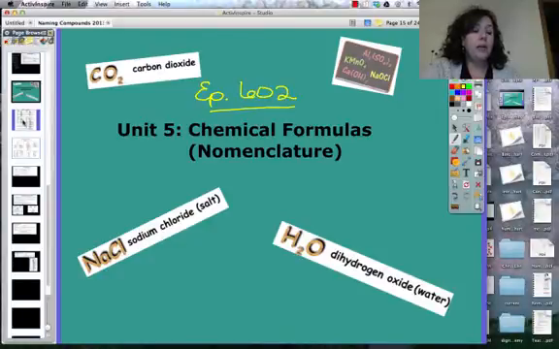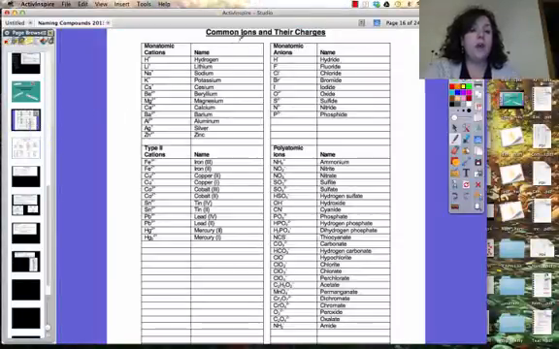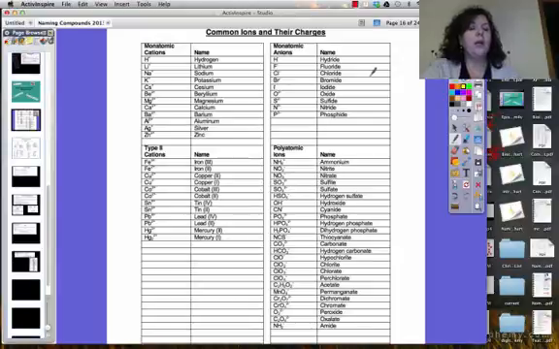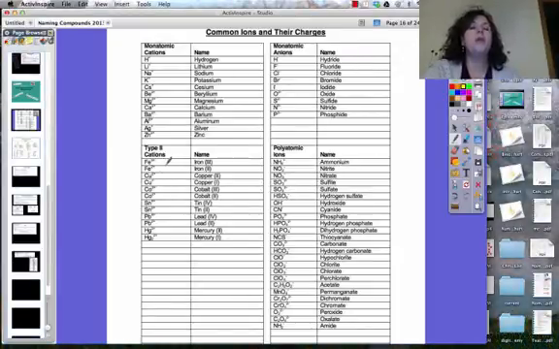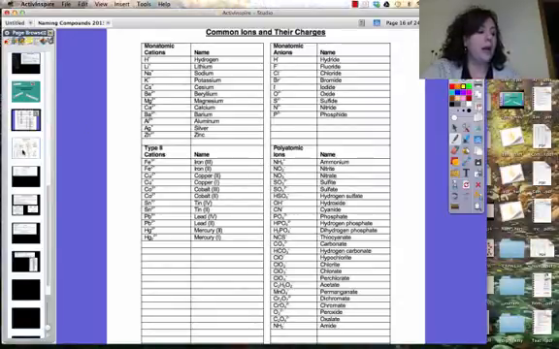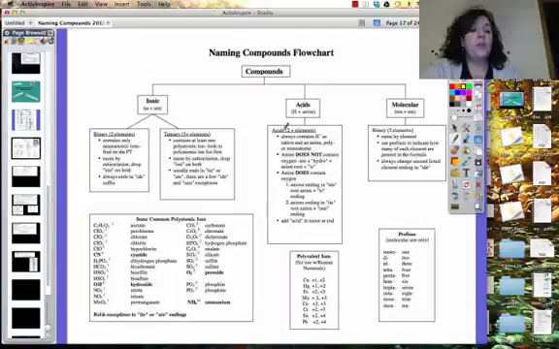You're going to need to get a couple of things. You're going to need this common ions chart. This is in your binder in the information section. I will try to remember tomorrow to ask you to make sure you have one of these. If you don't have one, you can always look at it on here until the next day and get it in class. The other thing you're going to need is your naming flowchart.